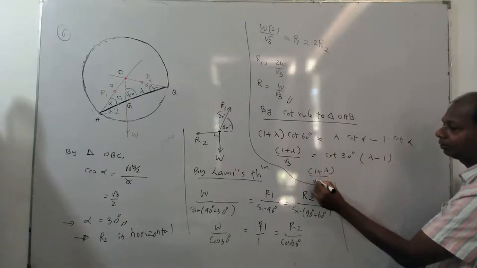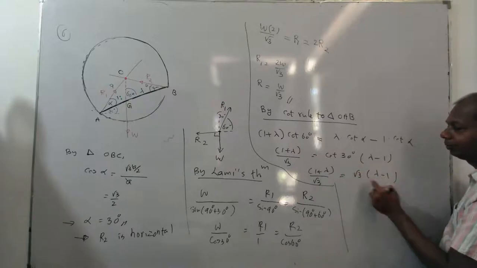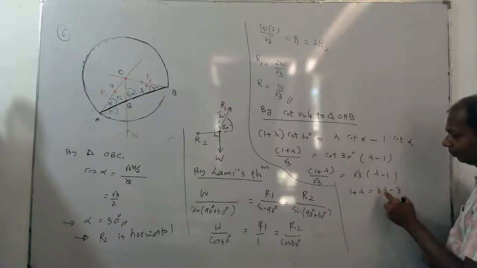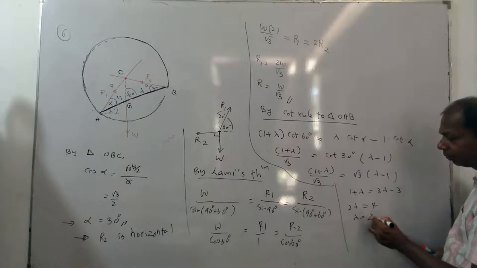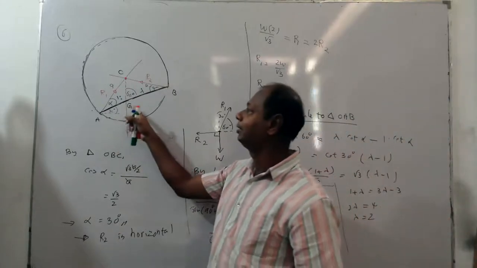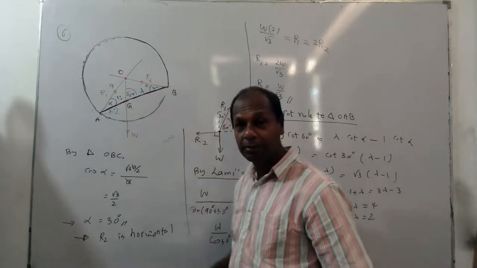So 1 plus lambda, how can you write that? Lambda minus 1. You get lambda equals 2, right? So the ratio AG is to GB equals 1 is to 2. I get 2 for lambda.